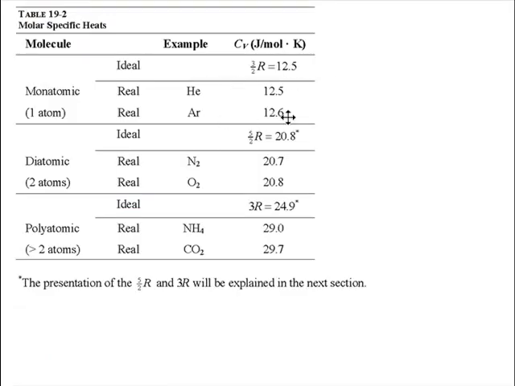Let's compare that to some real data. We find that for a monatomic gas, the ideal, as we said, is 3/2 R, which is 12.5 joules per mole Kelvin. For helium, that's almost exactly right, and even for argon, it's not very far from being correct. It's 12.6 instead of 12.5. We'll talk in a minute about why these are different for diatomic and polyatomic gases. There's actually a very simple explanation for that, which we will come to in a moment.